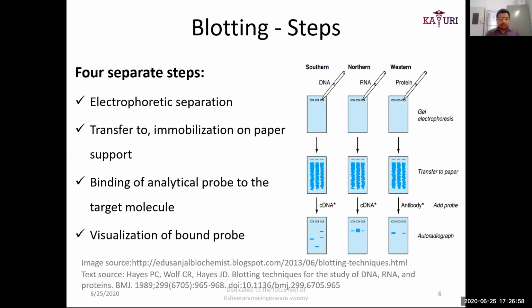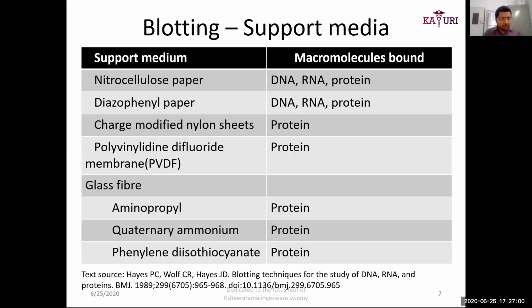So next, what are the different support media which you use in a blotting technique? I want to first finish the general aspects of all three techniques, and then we'll discuss the specific properties of each blotting technique. So coming to support media, the most commonly used paper in blotting technique is nitrocellulose paper.